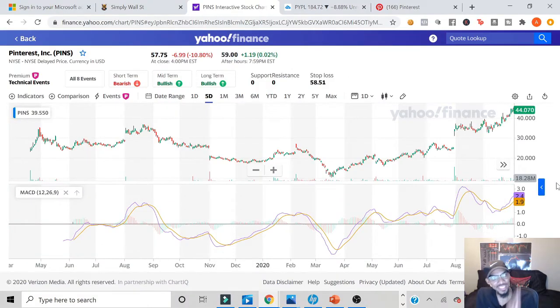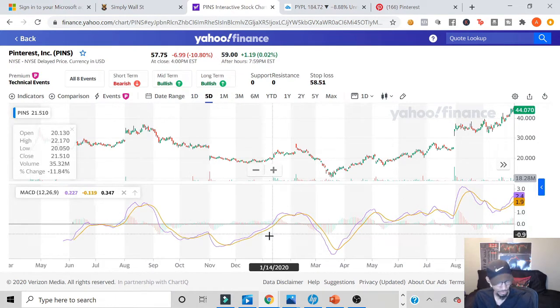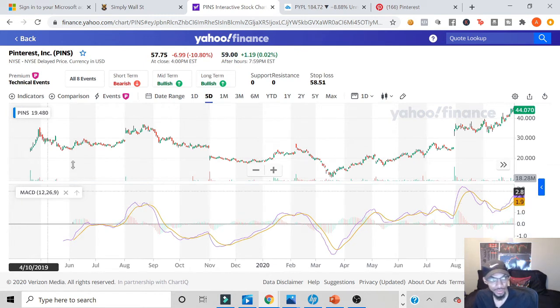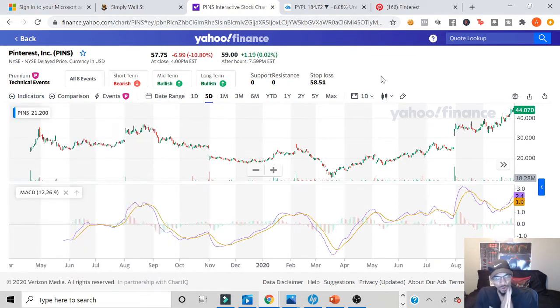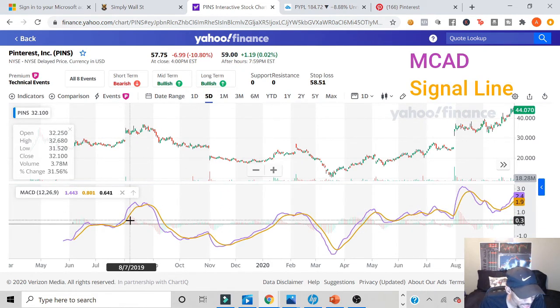Okay, so this is Pinterest. We're looking at the 5-day, 1-day interval. The MACD, I already have it set up, is at the bottom, right? So we got that squared away. And by the way, if you didn't know how to get to it, you just go to indicators, commonly used, MACD. Okay, all right. So where are the buy points? Where are the sell points?